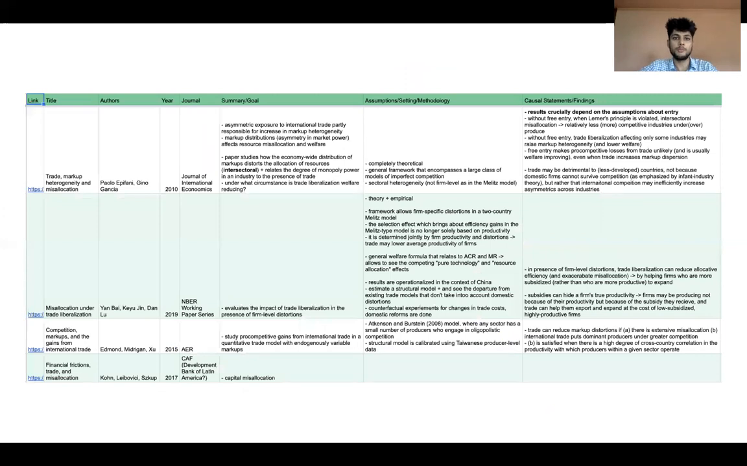So in order to decompose existing papers, I organized the papers that I read with their key components, such as the goal of the paper, methodology, identification strategies, and findings and causal results in a spreadsheet, which is shown in the slide.